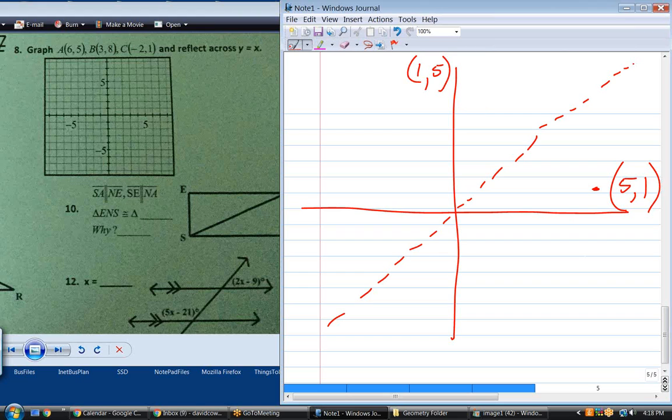Let's take another number, 1, 3. All we have to do is approximate its location to solve what we're doing. Well, if I reflect that point, it is about there. You see why? What are the coordinates on that point have to be? It'd be 3, 1. So when we reflect any of these 3 points across that line, all we do is change the x and the y coordinate. So A prime becomes 5, 6. B prime becomes 8, 3. And C prime becomes what?